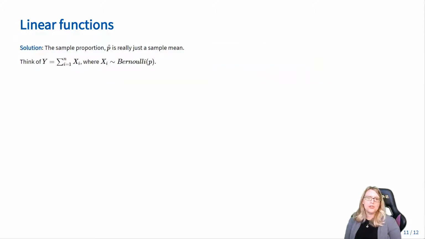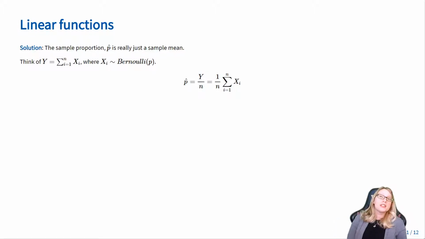In order to do this, we'll make use of the relationship between a binomial and a Bernoulli distribution. The binomial distribution is really just the sum of n different Bernoullis. Think of a Bernoulli like an individual coin flip. It takes on values of 0 and 1. So when we approach it this way, our sample proportion p hat is actually just a sample mean. So let y be considered the sum of the x's. Each of these x's is distributed Bernoulli with parameter p.